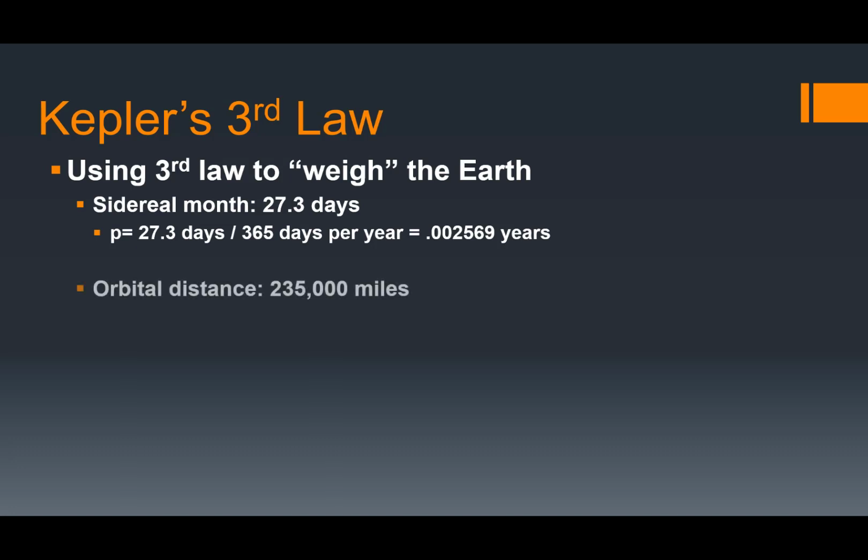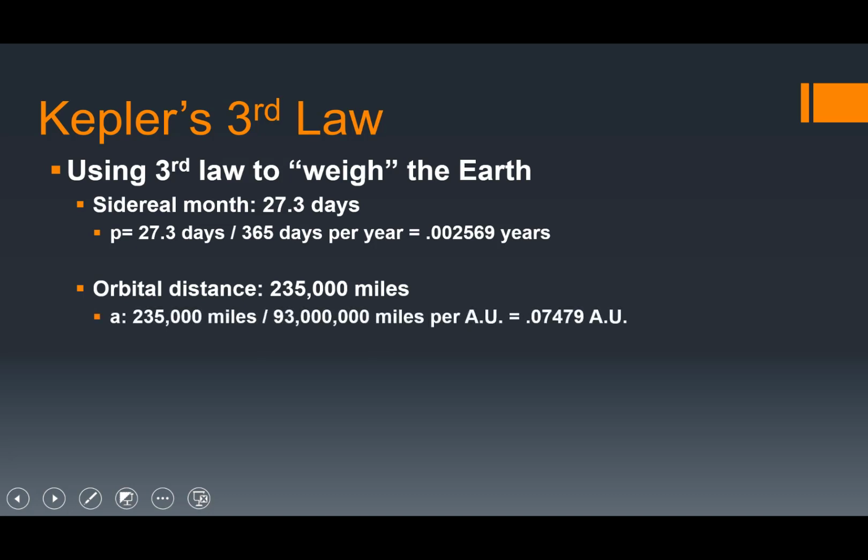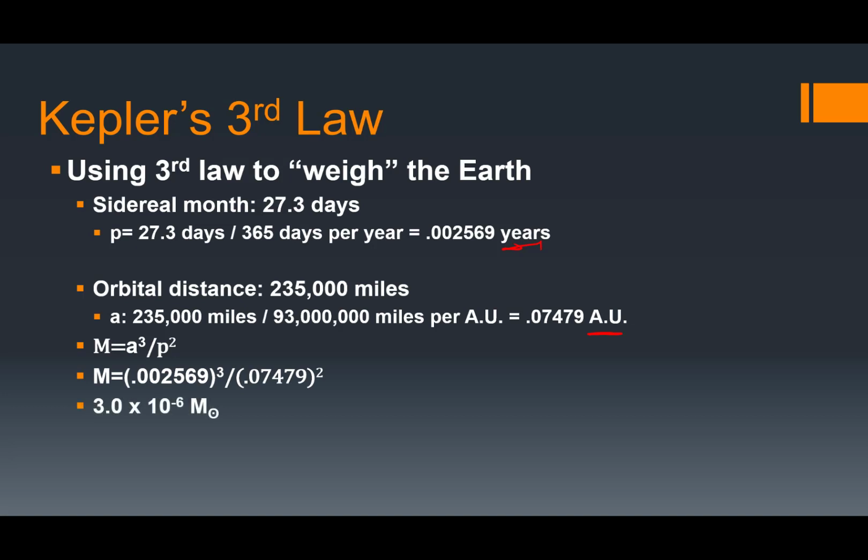We also know that the distance, if we're going to put it in miles, is 235,000 miles on average. And if 1 AU is 93 million miles, we can convert by dividing the 235,000 miles by 93 million miles per AU and get a distance of 0.07479 AUs. So now we're in the correct units of years and AUs. We can use the equation to actually come up with the Earth being 0.000003 solar masses. It's a very, very small amount.